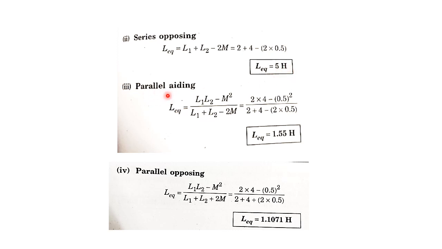Similarly, for parallel aiding, L equivalent equals (L1 L2 minus M square) divided by (L1 plus L2 minus 2M). Substitute the values of L1, L2, M, and you will get 1.55 Henry. And for parallel opposing, substitute the values of L1, L2, M, and we will get L equivalent equal to 1.1071 Henry.